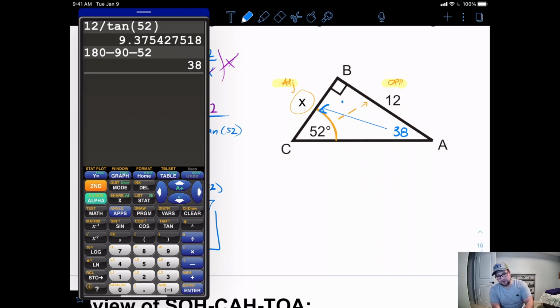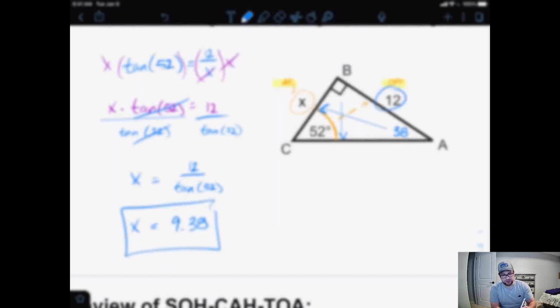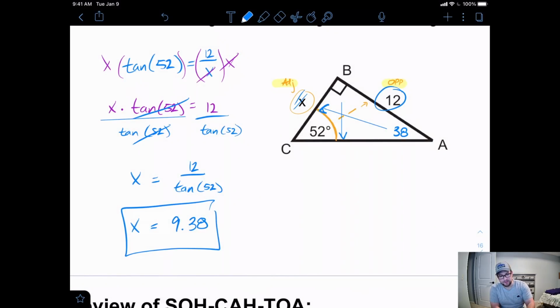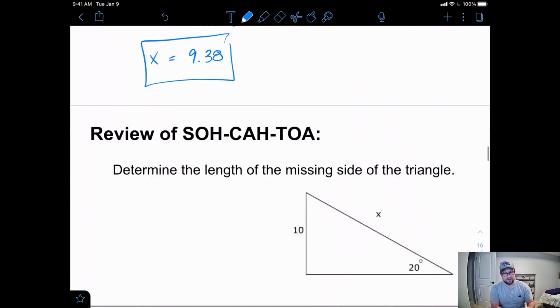That is why across from our 90-degree angle is always our hypotenuse, which is our largest side. So 52 opens up to a side that should be bigger than what 38 opens up to. We just figured out that x in this problem should be 9.38, which is smaller than 12, which makes sense for our purposes here. Let's look at another problem.